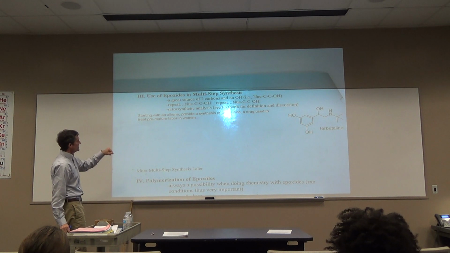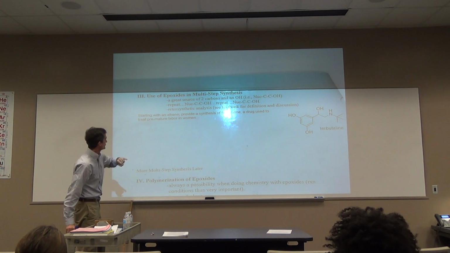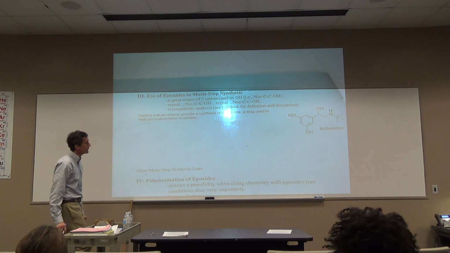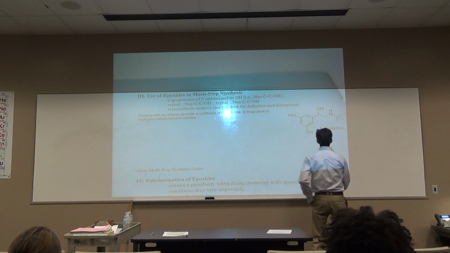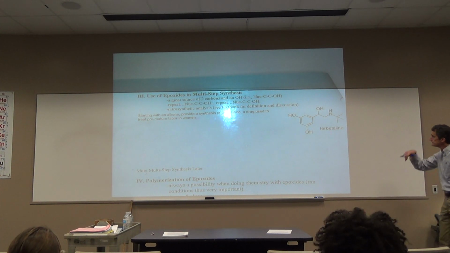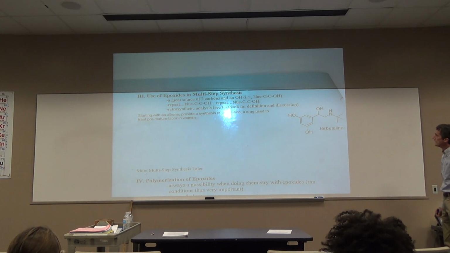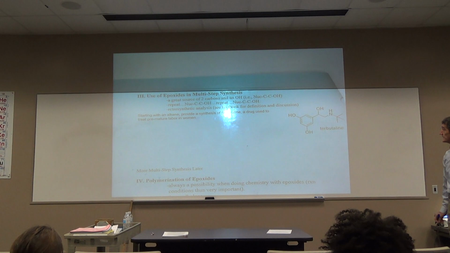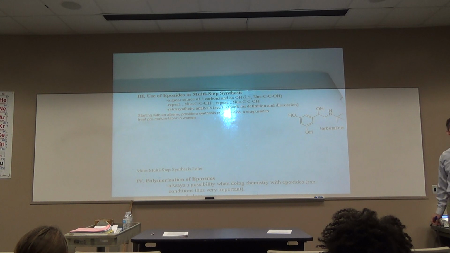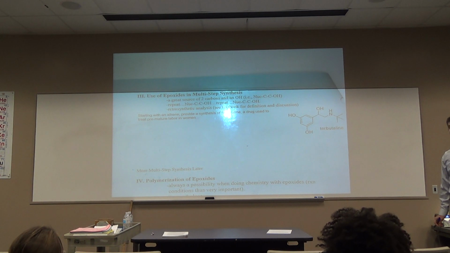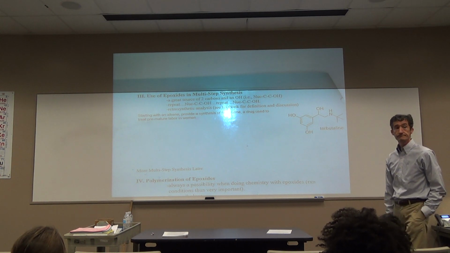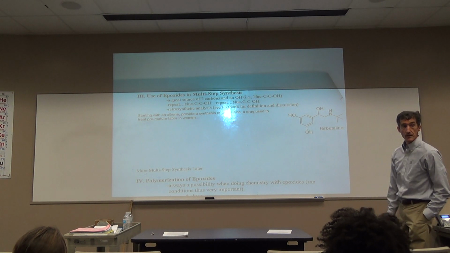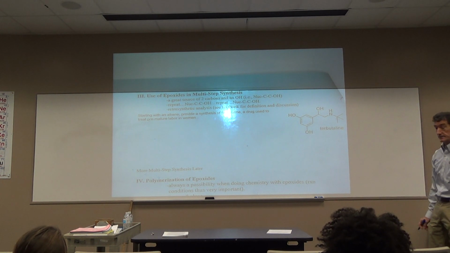Here's an example. Starting with an alkene, provide a synthesis of terbutaline, a drug used to treat premature labor in women. Over here, terbutaline can be made using an epoxide reaction. Keep in mind nucleophile carbon-carbon OH. Do you see a nucleophile carbon-carbon OH in this molecule? Yes. What do you see? The amine, carbon-carbon OH? Yes.